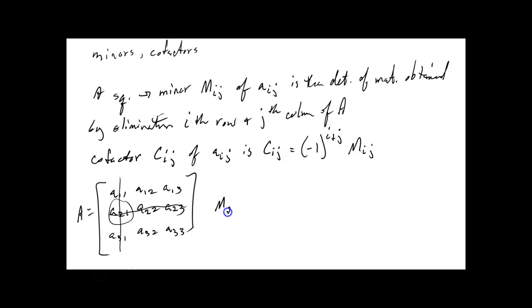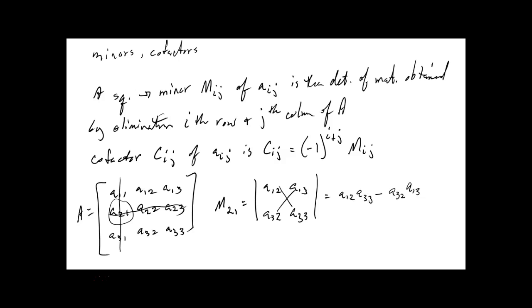The minor of 2-1 is the determinant of the matrix that's left over, which is A12, A13, A32, A33. The determinant of that. That's what the minor is. Eliminate the row, column, and write down the matrix that's left. Take the determinant of the matrix that's left. What is the determinant of this one? A12 A33 minus A32 A13. It doesn't matter what order you multiply them, but just get them right. Okay? That's the minor.